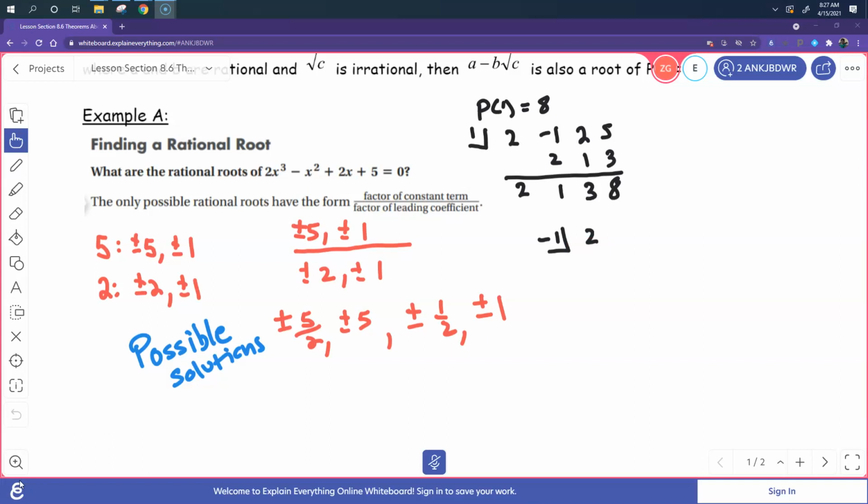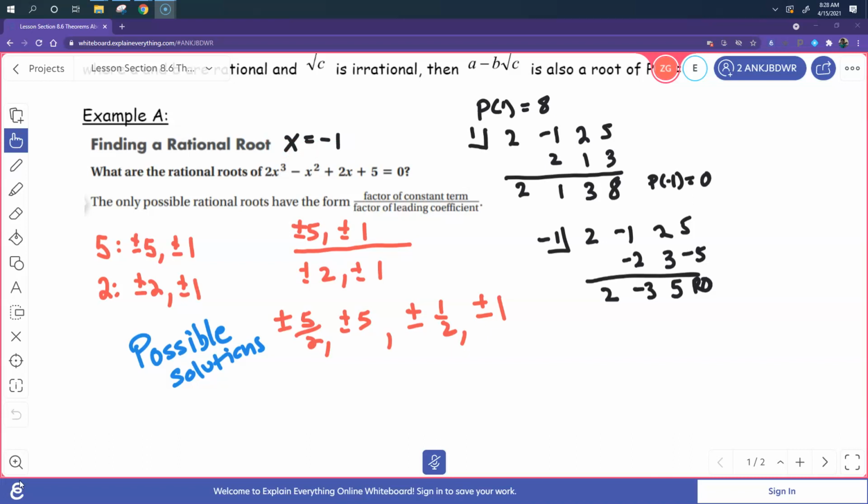So we have 2, negative 1, 2, 5. Bring down the 2. Negative 1 times 2 is negative 2. Negative 1 plus negative 2 is negative 3. Negative 1 times negative 3 is 3. 2 plus 3 is 5. Negative 1 times 5 is negative 5. 5 minus 5 is 0. So that is an answer because P of negative 1 equals 0. So my first answer is x equals negative 1.